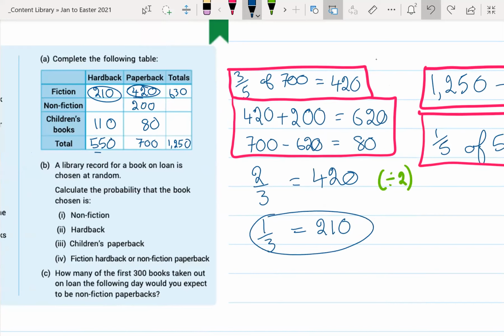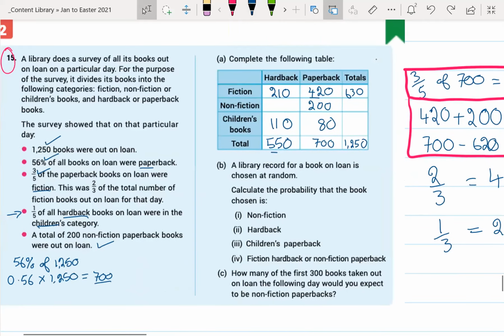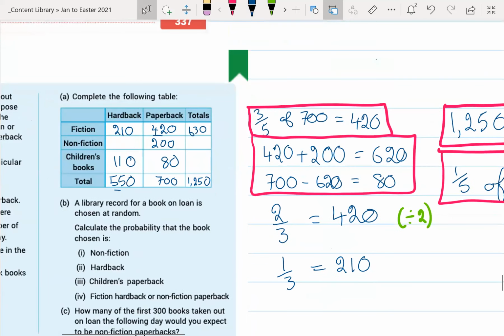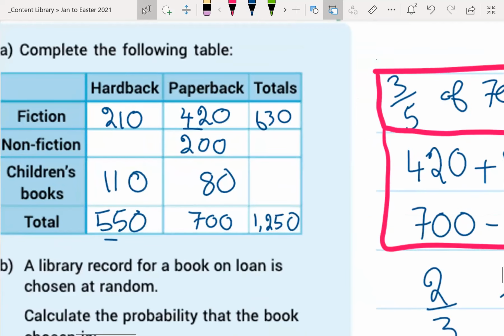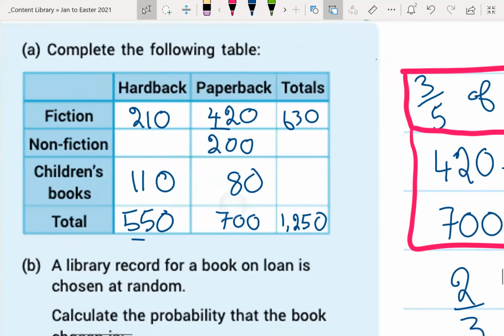There's no more information that they give us in the question. I'll just go back to make sure of that, but I don't think so. But I think we have enough in the table now to fill in the rest. So we've used that piece of information. So I think we've used all the information there. Let's look at this now. So we can fill out the non-fiction hardback. So we can fill out here.